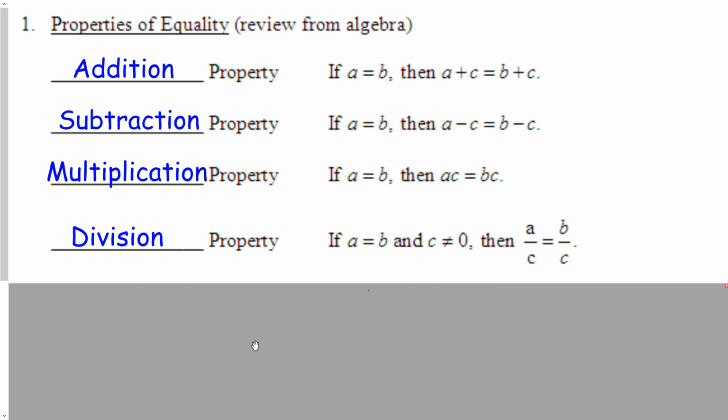These four properties are actually what we use every time we're solving an equation to find the value of a variable. You may not remember the names of them or that they even exist, but this is actually what we do every time we solve.